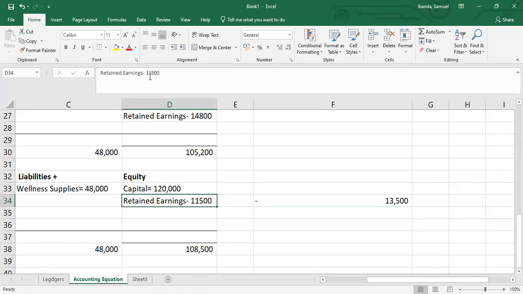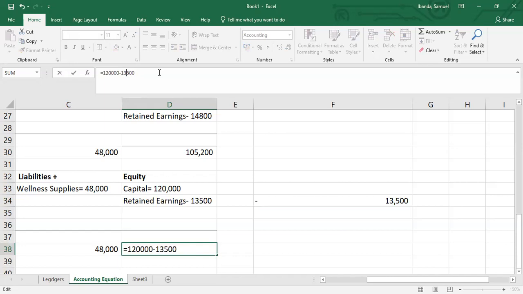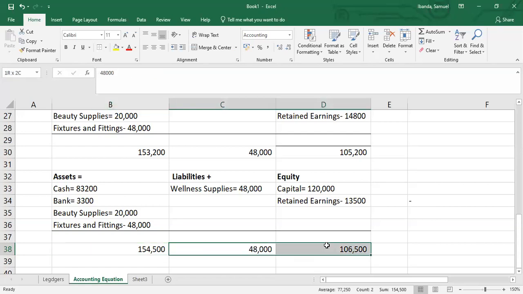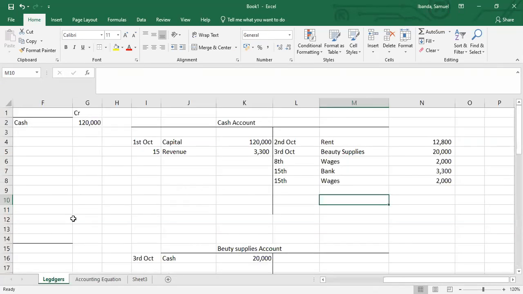So here, this will be 13,500. So if I'm reducing this and this is now becoming 13,500, it will get me to 106,500. This is now going to change to 83,200, like that. So this is 154,500. This is also 154,500. I've just tried to affect this because it was on the same date. So you should be able to pick and understand that.